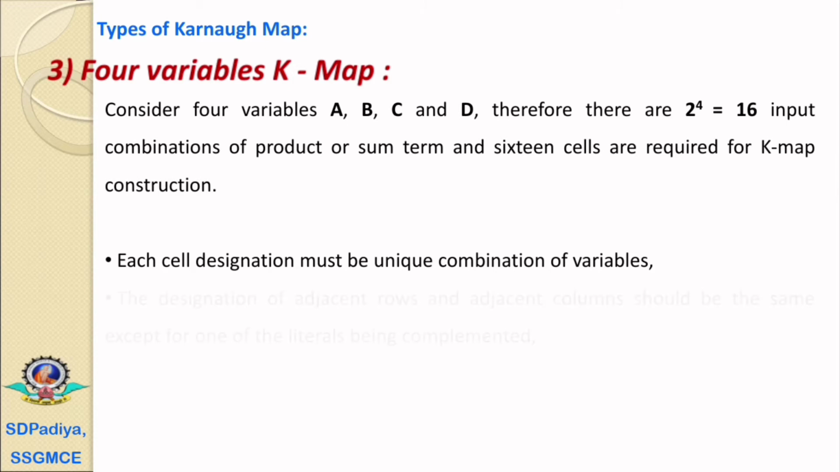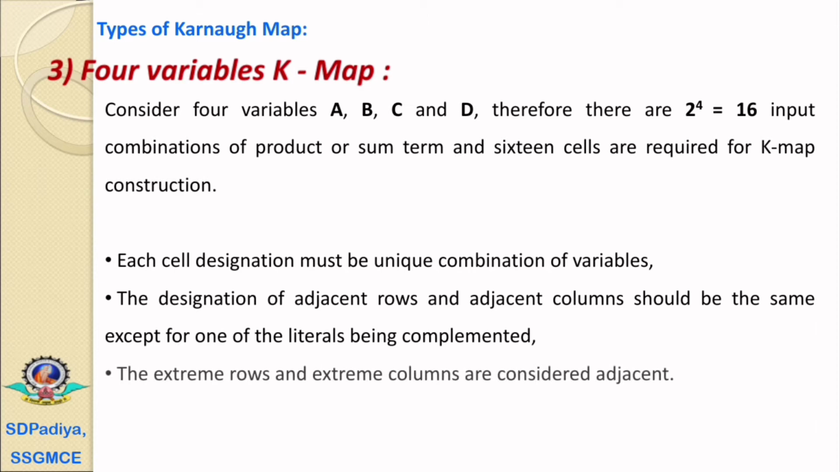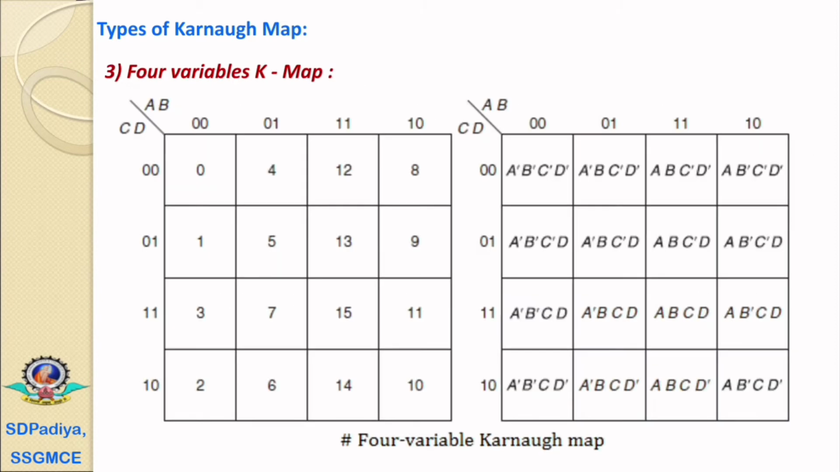The first is that each cell designation must be a unique combination. Second is that every adjacent row and adjacent column should be the same except for one literal being complemented. And the third is that the extreme rows and the extreme columns should be considered as adjacent. Therefore, by keeping these three rules in mind, if we design the K-map for the 16 cells, then it contains the 4 columns and the 4 rows.